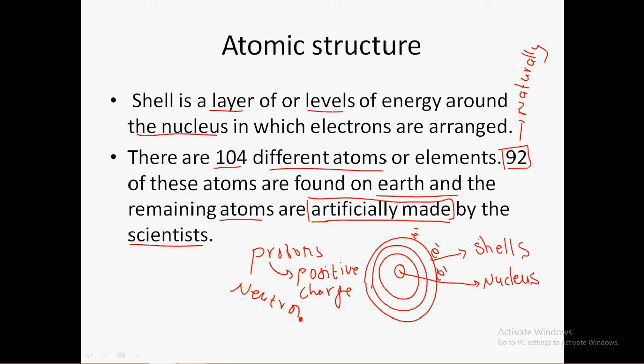Neutrons have zero charge: they are neither negative nor positive. And the third particles are electrons. Electrons are negatively charged.